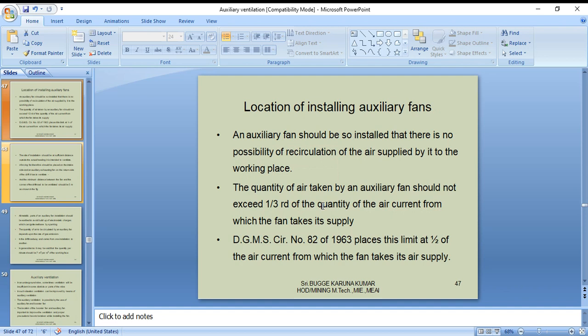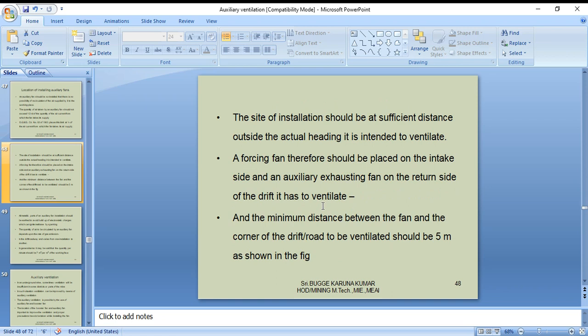Location of installation of auxiliary fan. An auxiliary fan should be so installed that there is no possibility of recirculation of the air supplied by it to the working place. The quantity of air taken by the auxiliary fan should not exceed one third of the quantity of air in the current from which the fan takes its supply. This is a very important condition, otherwise the problem of recirculation of air arises. So as per DGMS circular 82, the limit is one third of the current from which the fan takes its air supply. So the capacity should be one third.